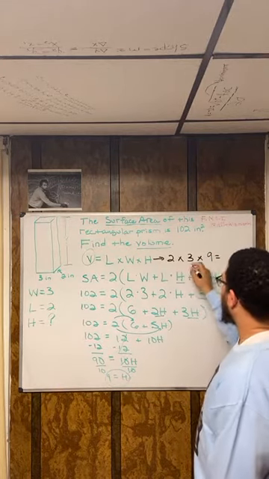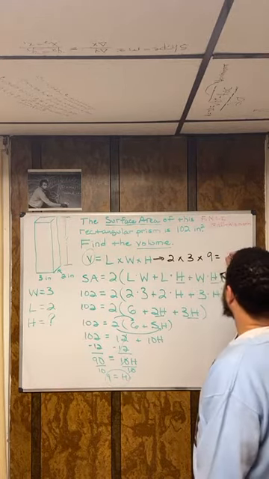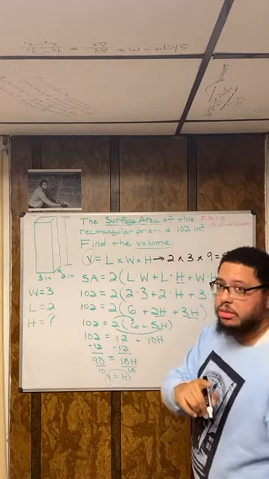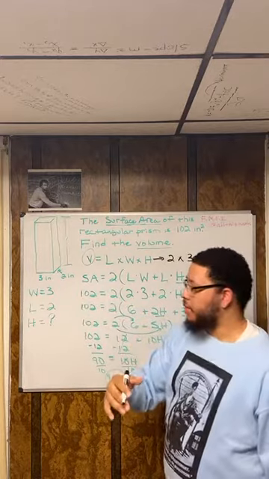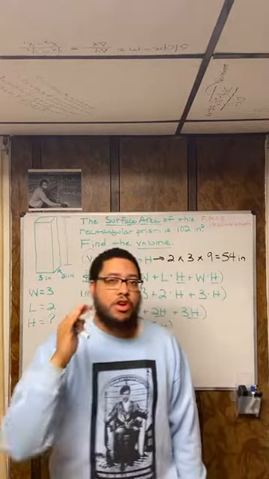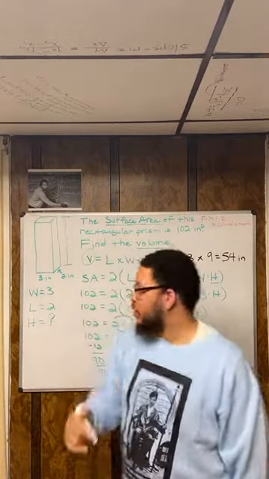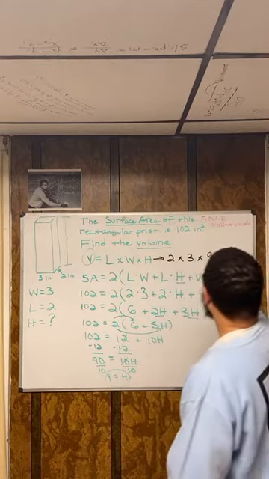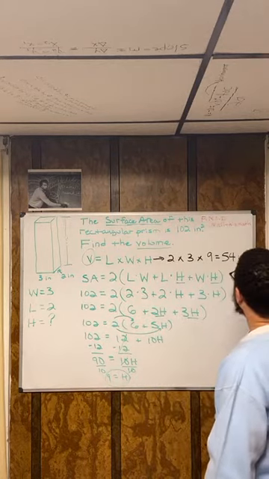Now, 2 times 3 is 6. 6 times 9 is 54. And don't forget your units. We're dealing with inches. But area is squared. But what is volume, though? Volume is to the 3rd power, or cubed. So surface area is squared. That's why it's 102 inches squared. But volume is cubed. So don't leave that out.